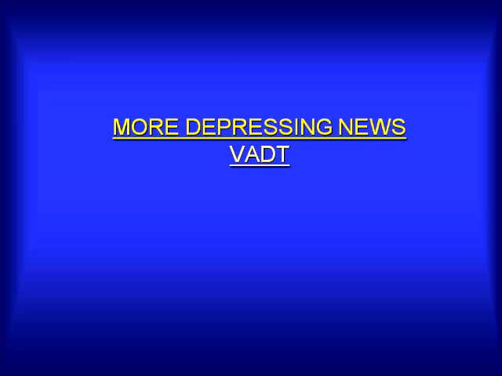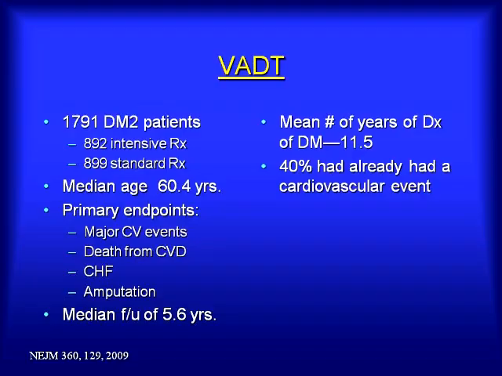And then, of course, we had even more depressing news a year later when the VA Diabetes Trial came out and showed much the same sort of thing in a VA patient population. 1,800 patients. Now, these are patients who many of them already had diabetes. Some of them were new, randomized to intensive versus standard therapy. Again, the age group you're seeing in the office. The primary endpoints are there. They were followed for 5.5 years.